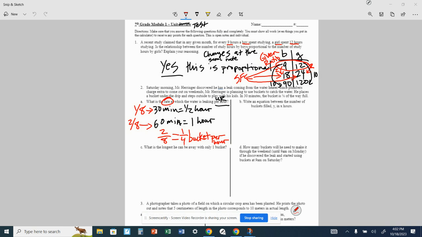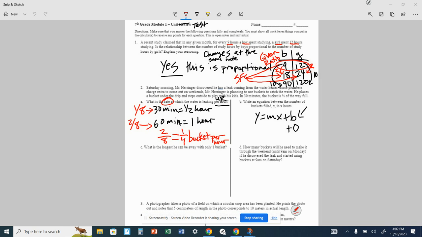B says, write an equation between the number of buckets filled, y, in x hours. So we're just going to set it up as y equals mx plus b, right? In this case, there was nothing for our starting point. We didn't start with anything. We started with 0 water. So that would just be a plus 0, which eventually we'll just leave off, okay?